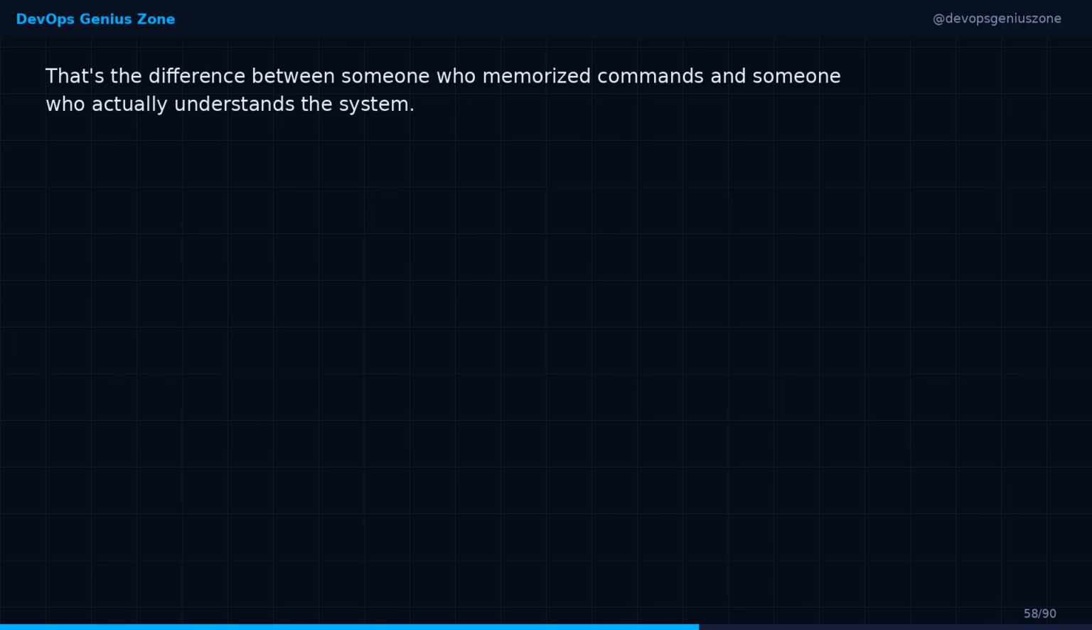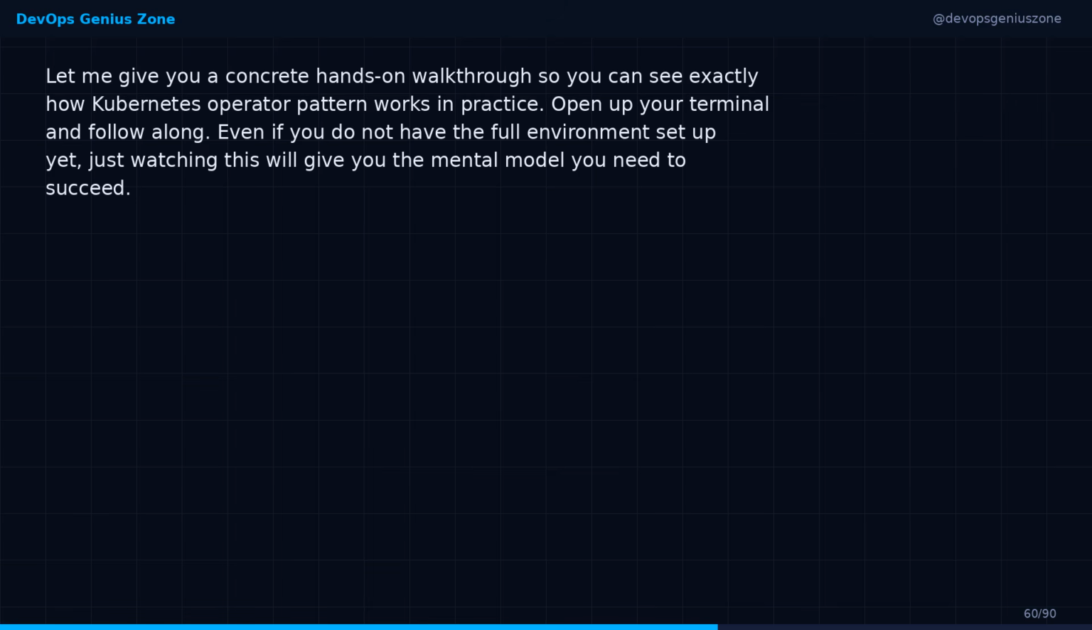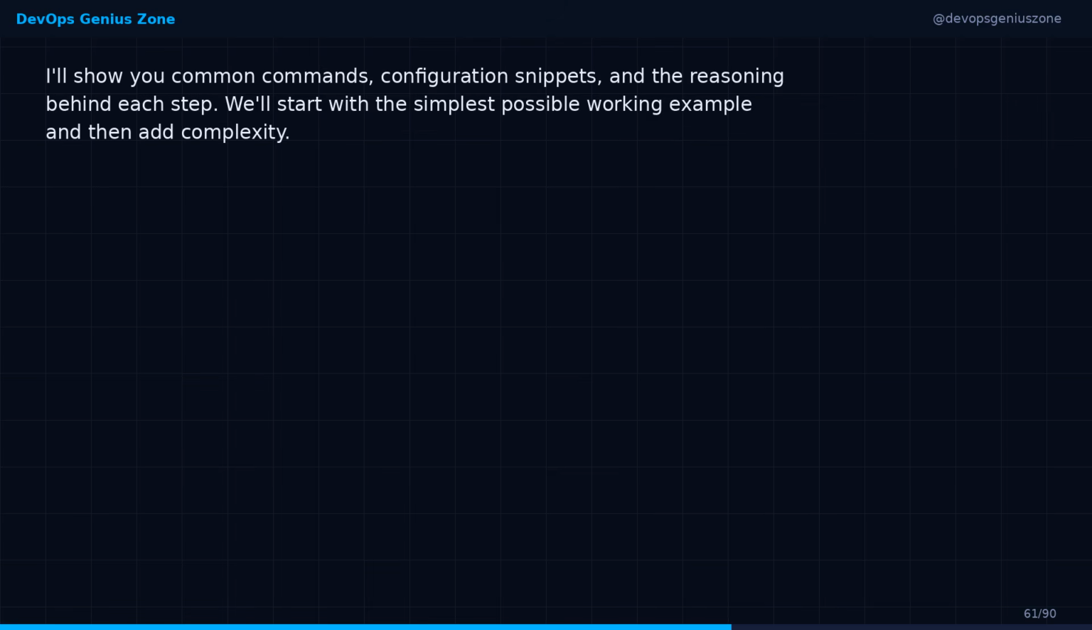Let me give you a concrete hands-on walkthrough so you can see exactly how Kubernetes Operator Pattern works in practice. Open up your terminal and follow along. Even if you do not have the full environment set up yet, just watching this will give you the mental model you need to succeed. I'll show you common commands, configuration snippets, and the reasoning behind each step. We'll start with the simplest possible working example and then add complexity.